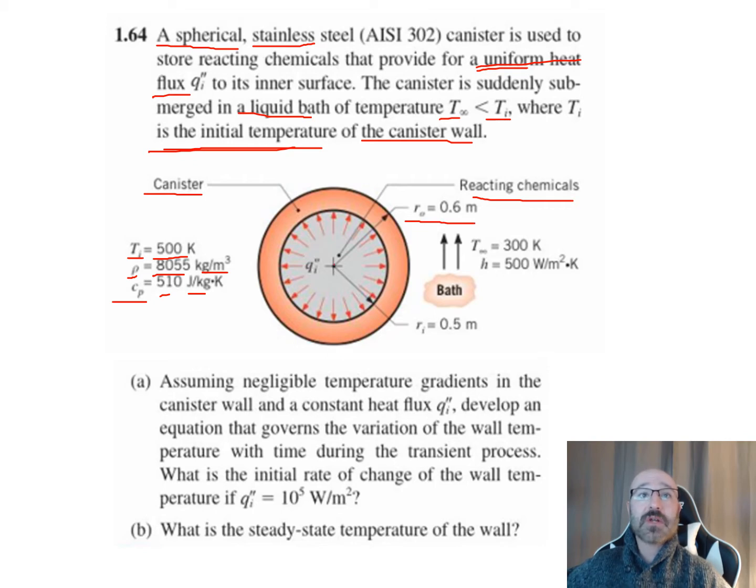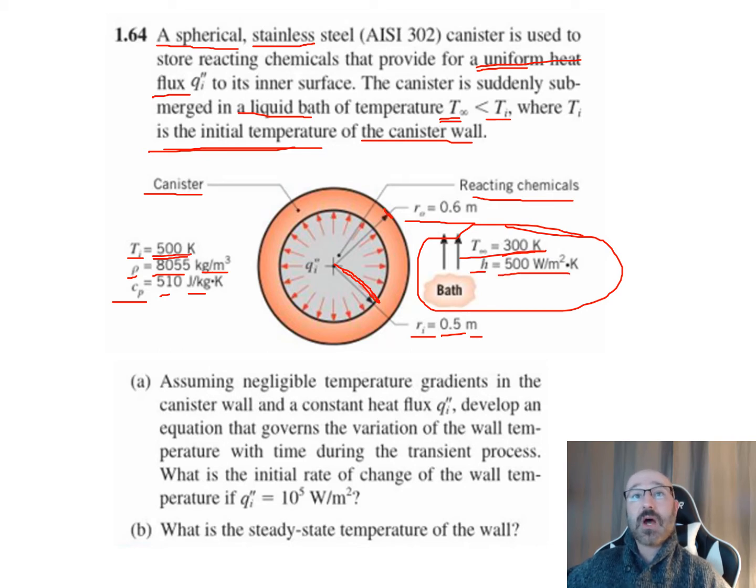So that's our outer radius. You can see it goes from the center all the way to the outer surface of the canister right there. Our inner radius is given to us as 0.5, so from that, we can tell the thickness of the wall. And in our surrounding area, we have our bath that's submerged in with a temperature of 300 K. So there's our T infinity, and that 300 K is less than our T sub i. And our h value here is given to us as 500 watts per meter squared times Kelvin.